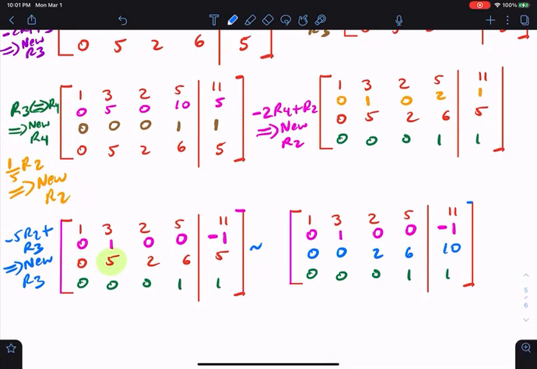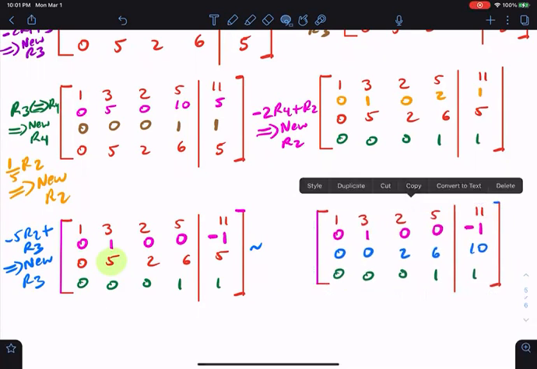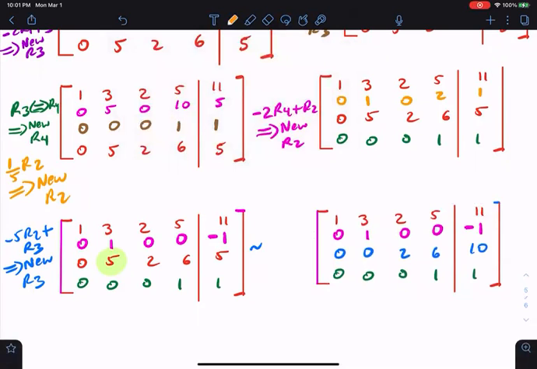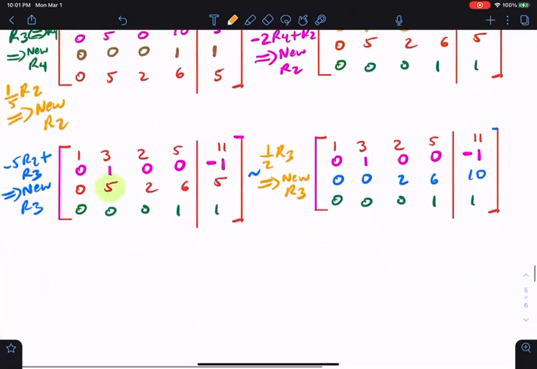I can divide everything by 2 in row 3, right? So let's do that. So divide, let me do that in another color. So divide, or multiply by 1/2, row 3 to get the new row 3. Okay, so let's do that.